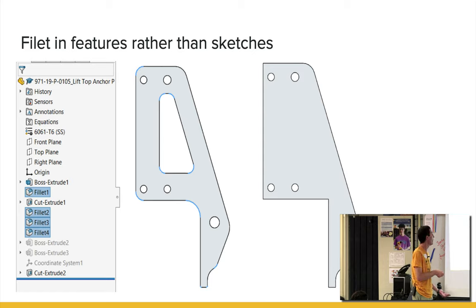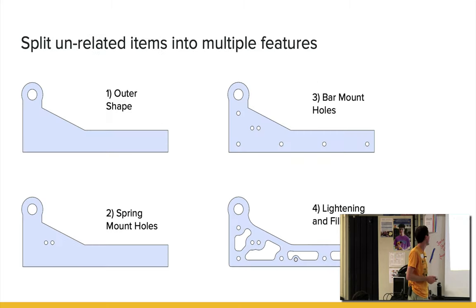So we put the fillet in the part here. And same thing here, we wanted the fillet to start at the top of the tube for, I guess, aesthetic reasons, so we put it in at the sketch level. But by and large, if you can, put it in at the feature level. Another thing, as you're building out parts, split the unrelated items into multiple features.